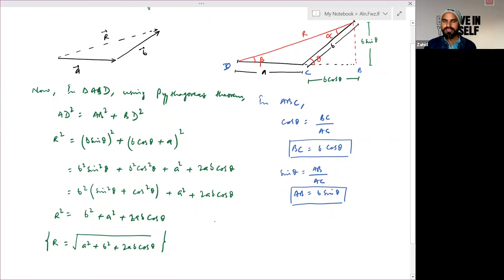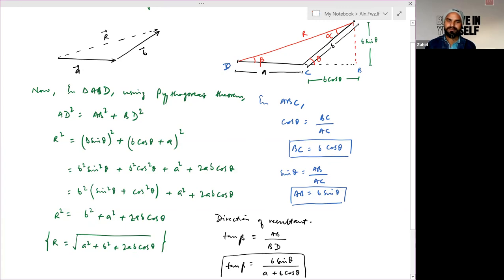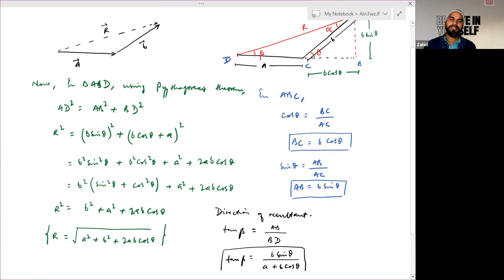Now, if you want to calculate the direction of the resultant, it will be tan beta equals perpendicular, that is AB, divided by base, that is BD. So if you put in the values, you will get tan beta equals B times sine theta divided by A plus B times cos theta. Just write it down.